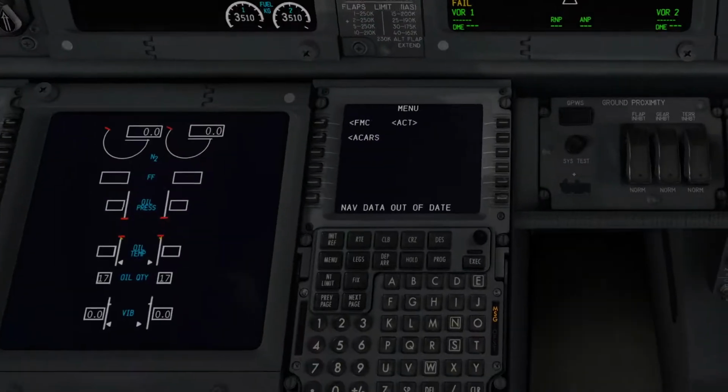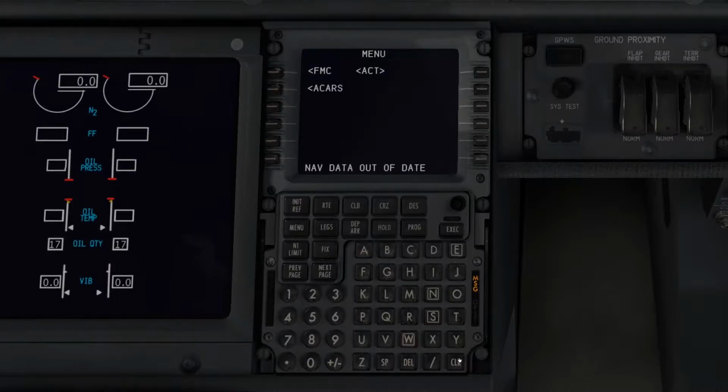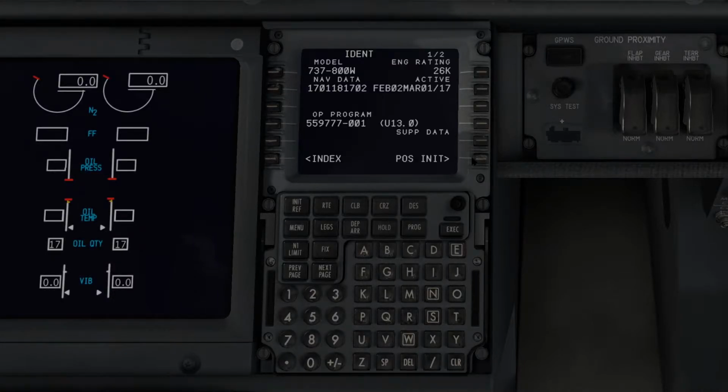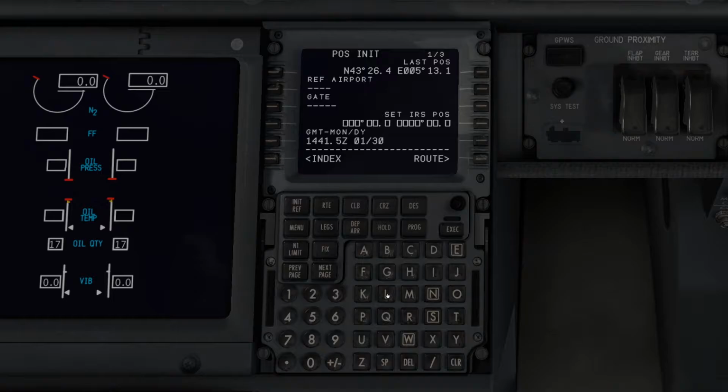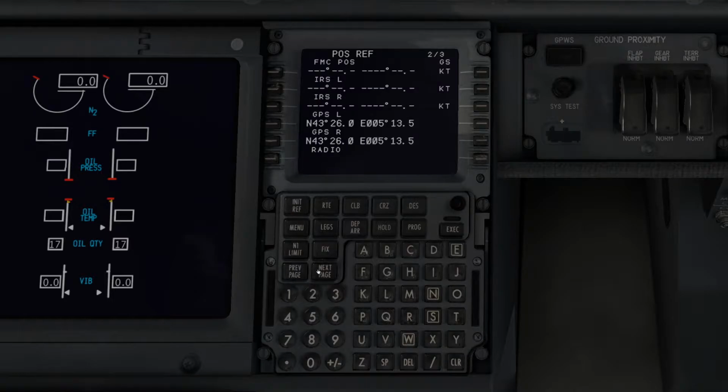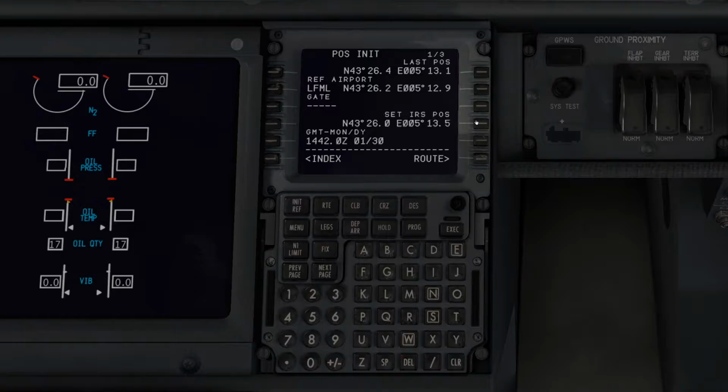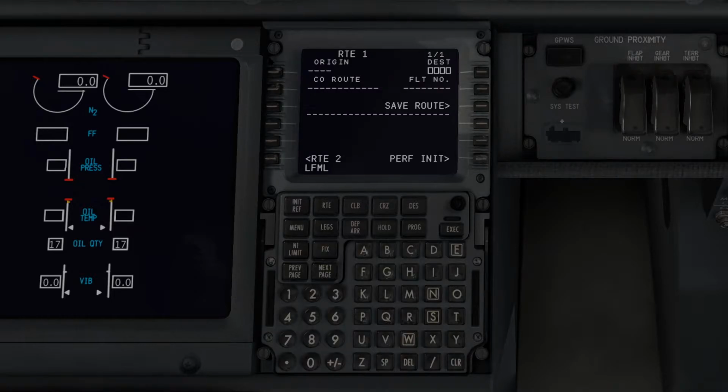Go to the FMC now. Position init Marseille, Lima Foxtrot Mike Lima. Next page, GPS left, insert in the IRS position. Route, Lima Foxtrot Mike Lima to Lima Foxtrot Sierra Tango.